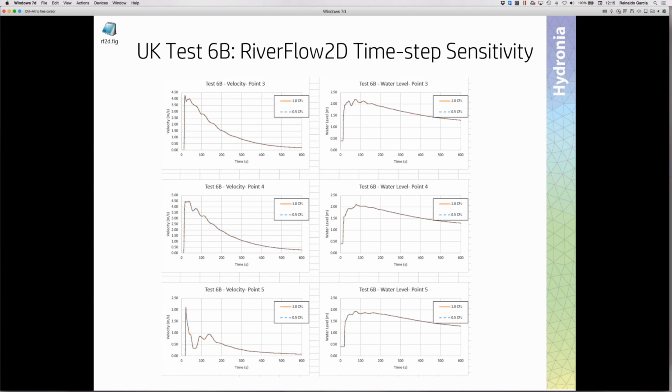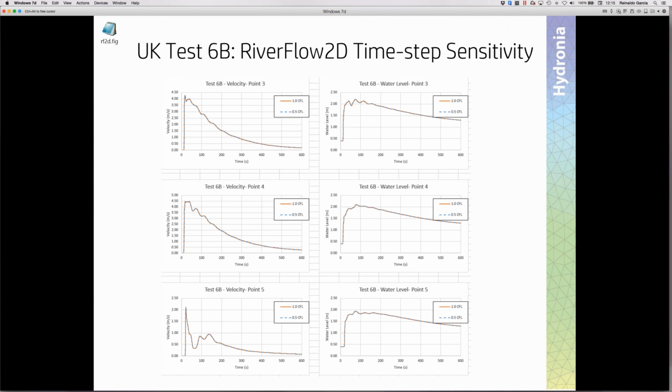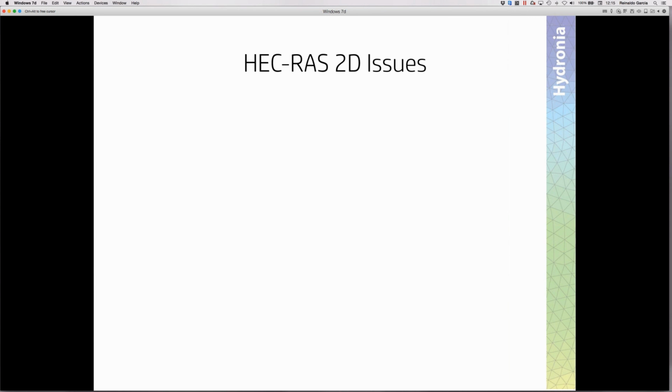Now, the time step sensitivity of RiverFlow2D again is 0, and so we didn't do the time sensitivity. Actually, we did it, and it was as good as RiverFlow2D for SRH-2D. It's just that I didn't include it in the presentation.